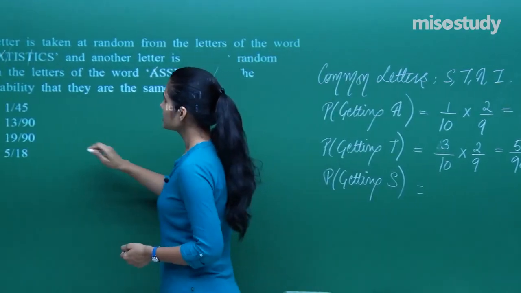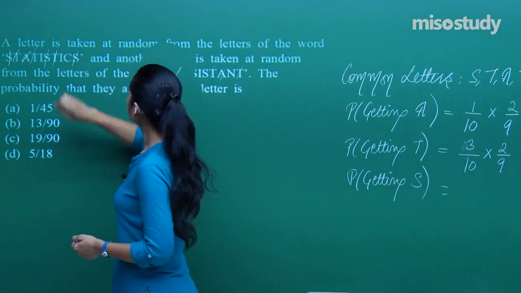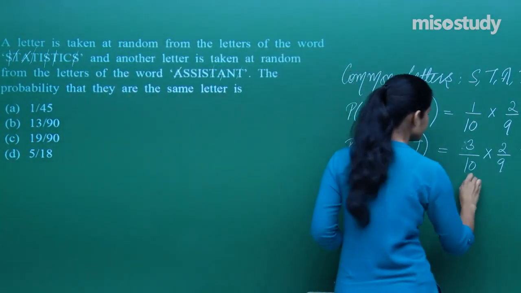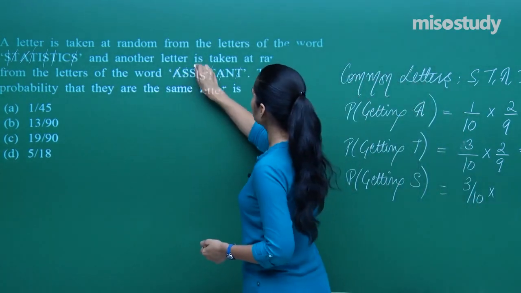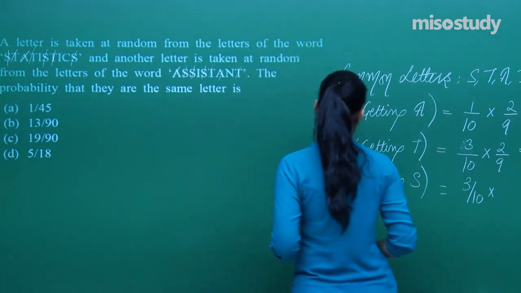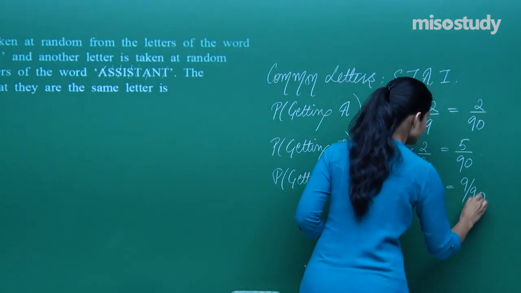Let's see how many S's do we have. So, here you have 1, 2, 3 S's, so 3 by 10. And here how many S's you have? 1, 2, 3, yes, so 3 by 9. So, this is 9 by 90.